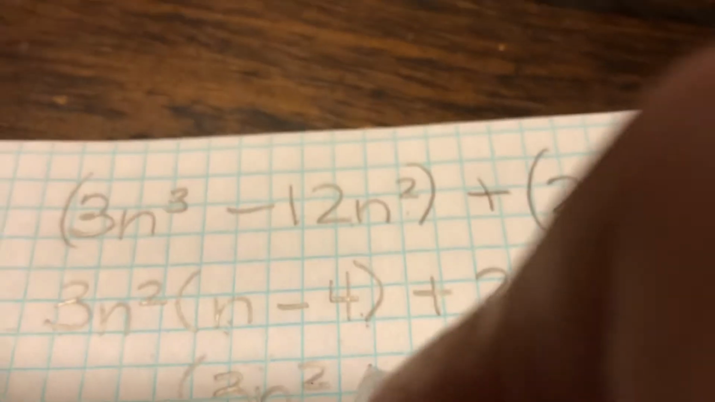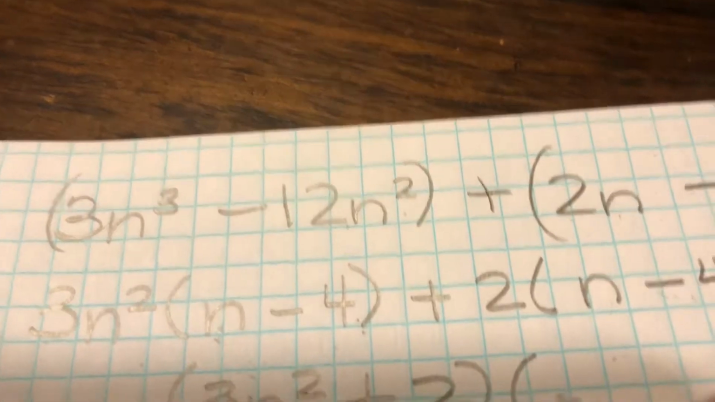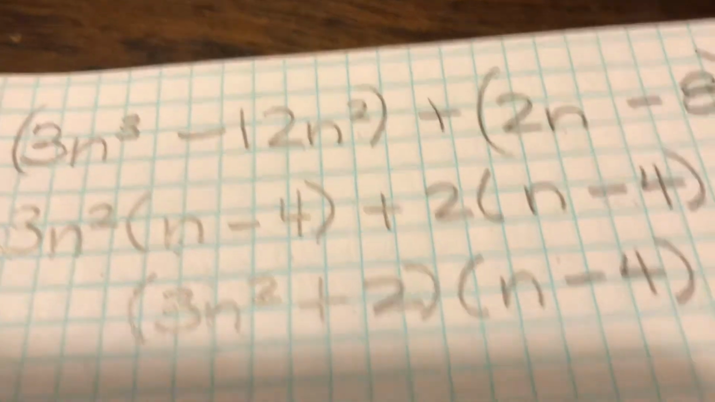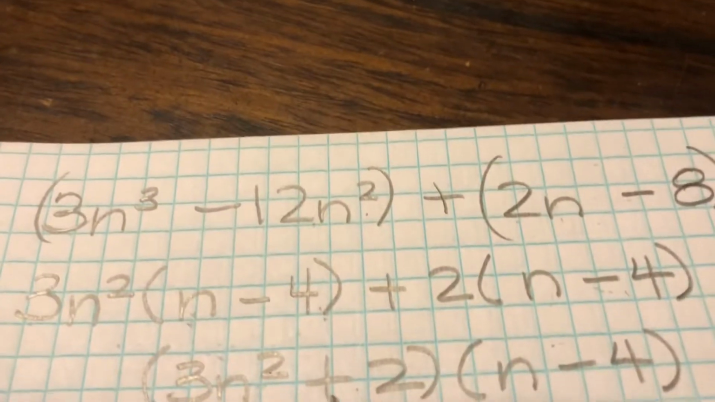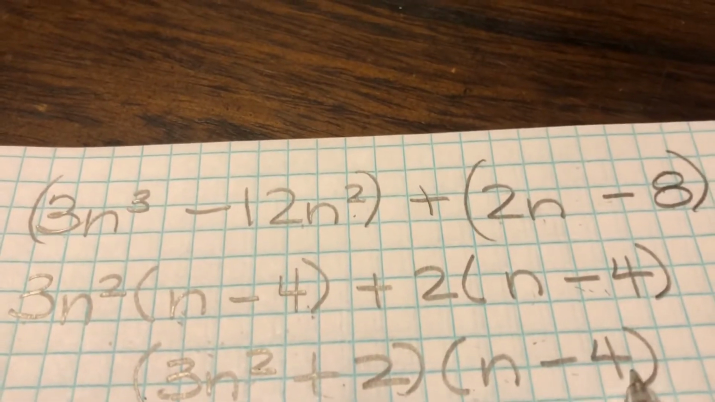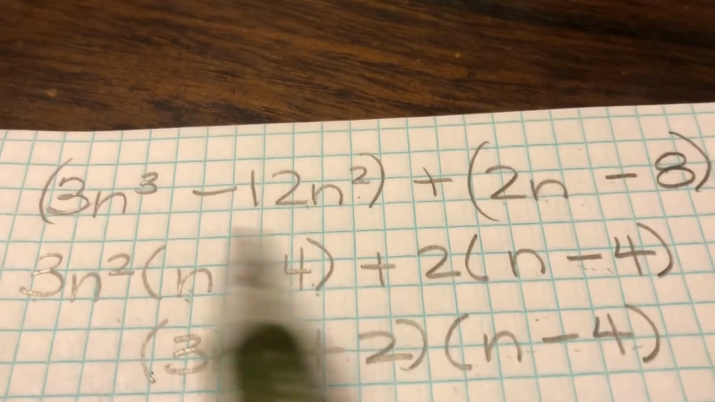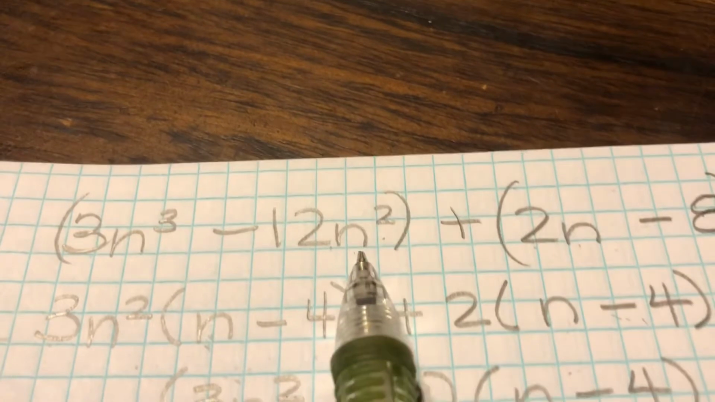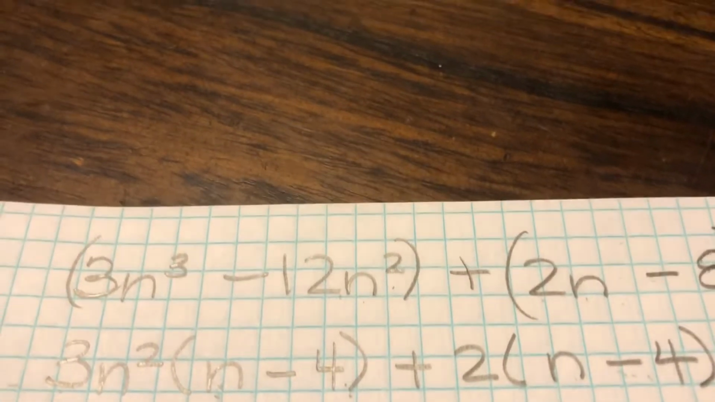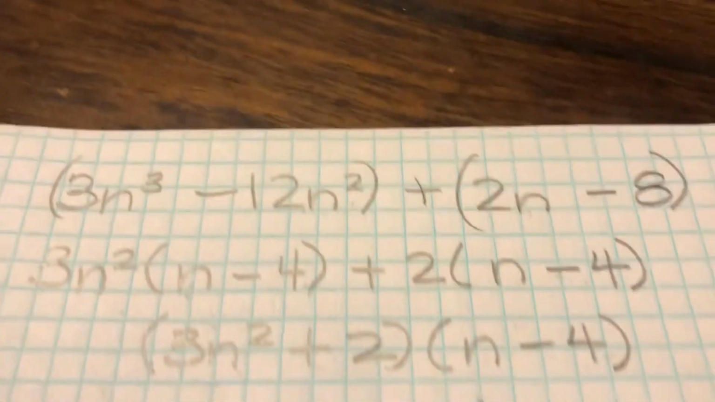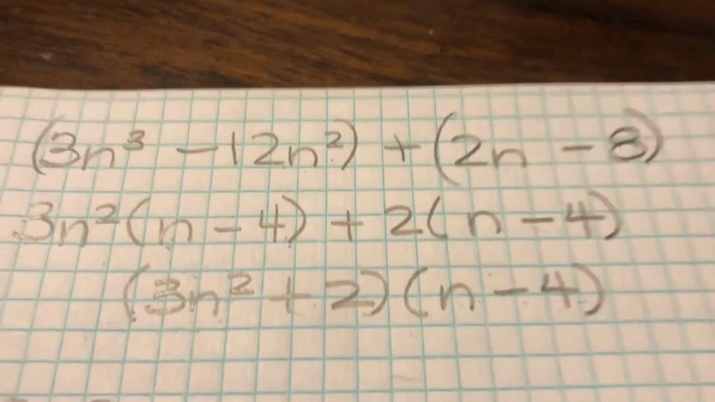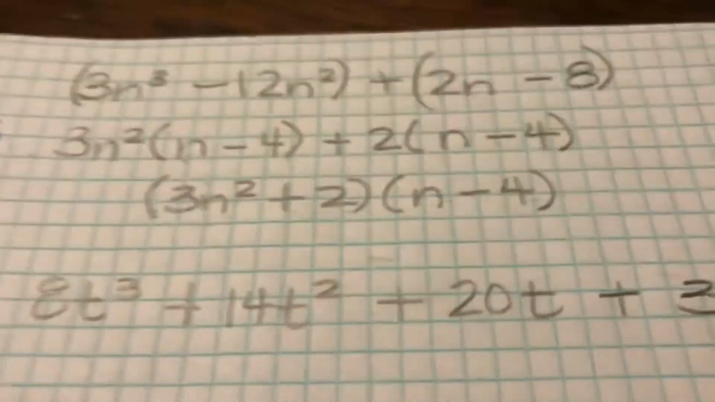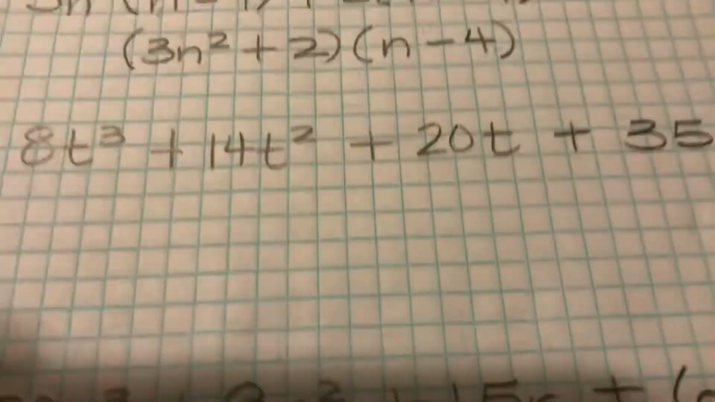And then I'm just going to regroup. 3n squared plus 2 times n minus 4. So the quantity 3n squared plus 2 times the quantity n minus 4. 3n squared times n gives you 3n cubed. 3n squared times negative 4 gives you negative 12n squared. 2 times n gives you 2n. And 2 times negative 4 gives you negative 8. So because you don't have to find that middle term, students tend to find this one easier.